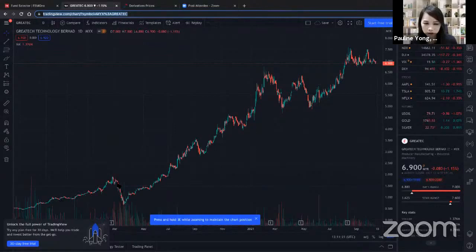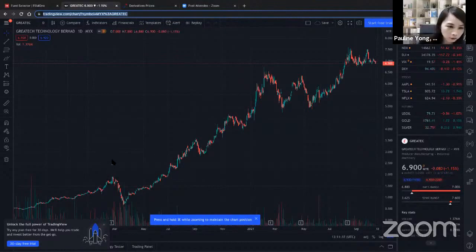Here usually I will look at wave number 1 is here. Wave number 1, and then wave number 2. Wave number 2 is here, and then wave number 3. For wave number 3, usually you want to see that wave number 3 is higher.